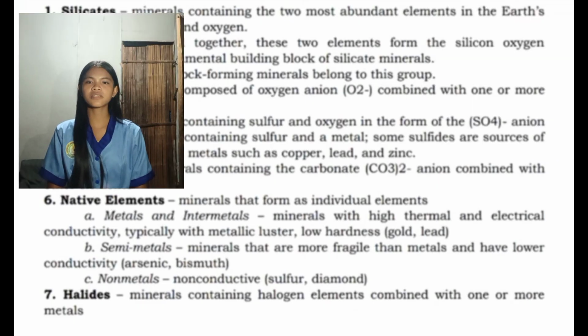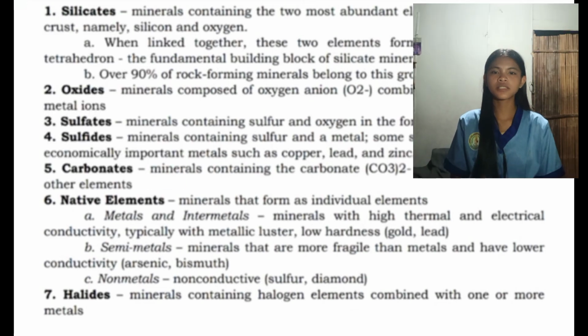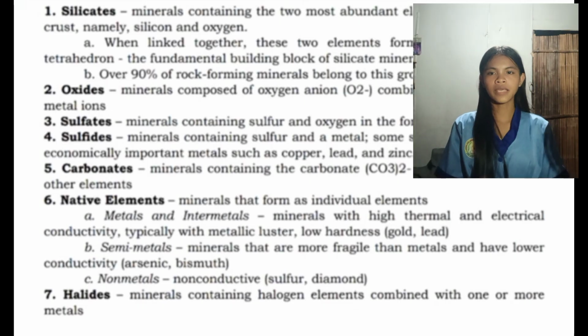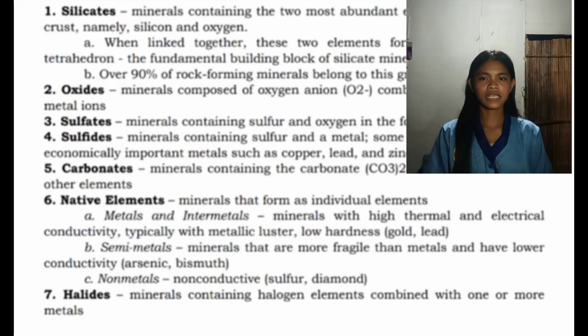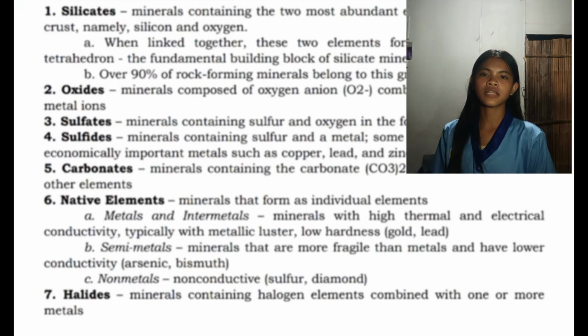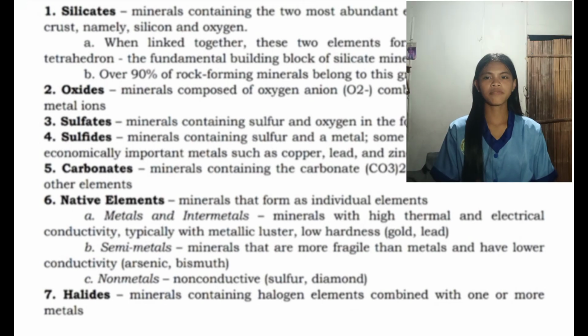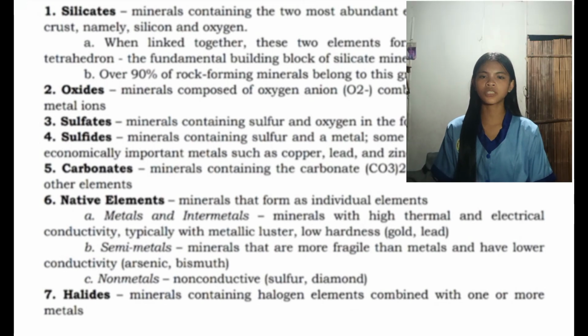Sixth, native elements. Minerals that form as individual elements. A. Metals and intermetals: minerals with high thermal and electrical conductivity, typically with metallic luster and low hardness, like gold and lead. B. Semi-metals: minerals that are more fragile than metals and have lower conductivity, like arsenic and bismuth. C. Non-metals: non-conductive, like sulfur and diamond. Seventh, halides. Minerals containing halogen elements combined with one or more metals.